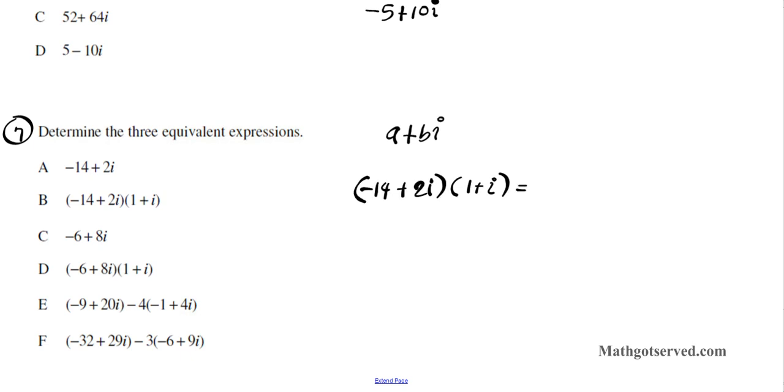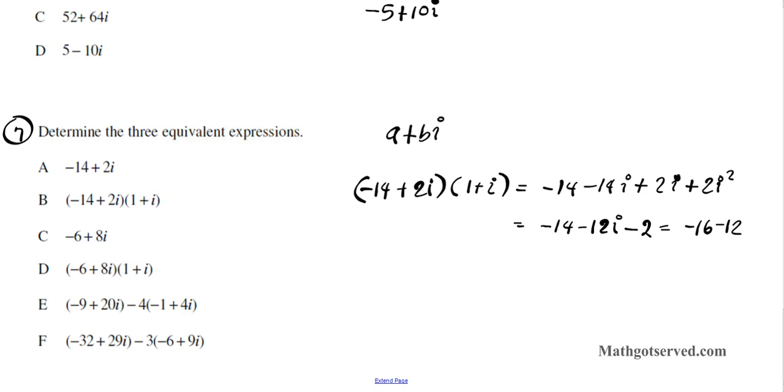So we're going to do first, outer, inner, last. First, outer, inner, and then last is plus 2i squared. Okay, this becomes negative 14. Combine the middle terms, you have minus 12i. And then the last one will be minus 2, so negative 14 minus 2 is negative 16 minus 12i.